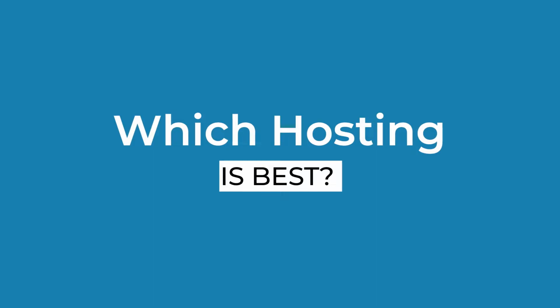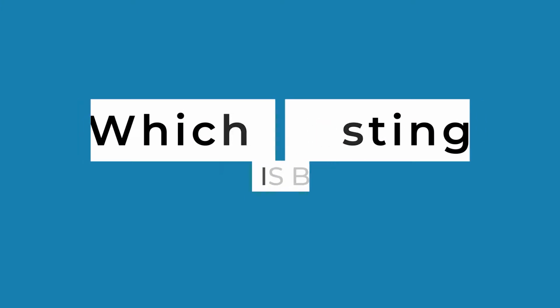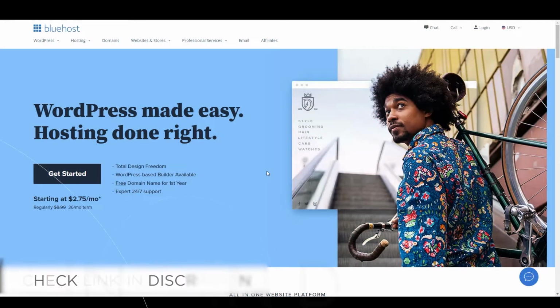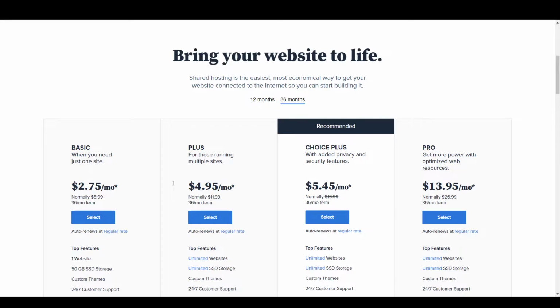In this video, I'm going to purchase web hosting from Bluehost. It's the best web hosting service recommended by WordPress itself. You can visit bluehost.com by the given link in the description. After visiting Bluehost, you have to click on Get Started, and here you will see all the plans.